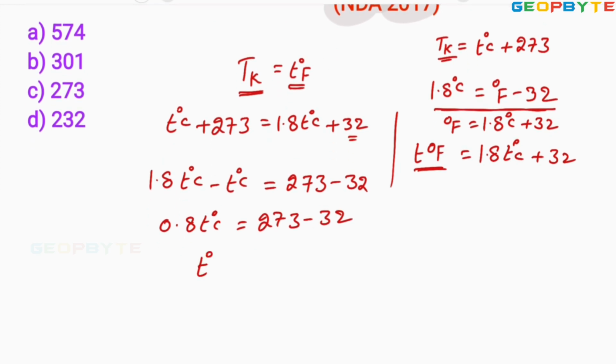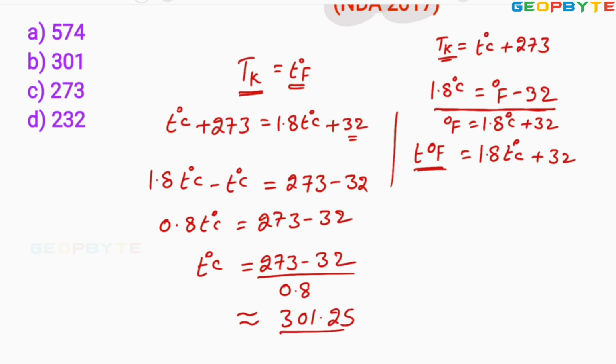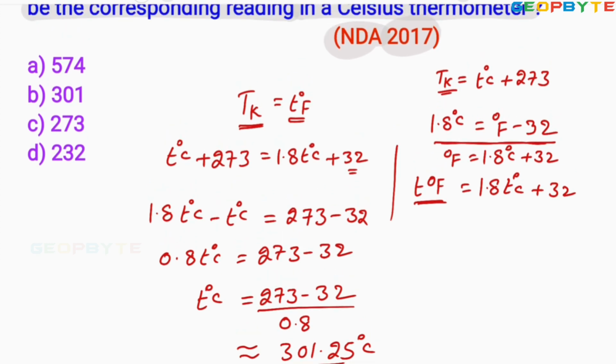Therefore, thermometer reading in degree centigrade equal to 273 minus 32 divided by 0.8. The approximate answer is 301.25. So this is the temperature which is in degree centigrade. So when the Fahrenheit temperature and Kelvin temperature are identical, the thermometer reading in degree centigrade is 301.25 degree centigrade.